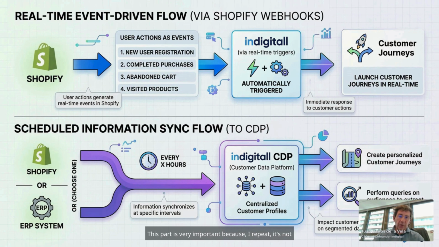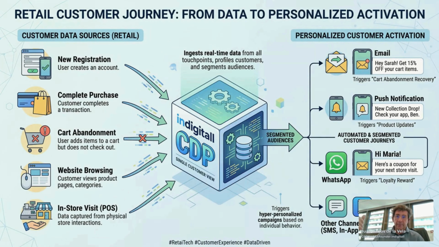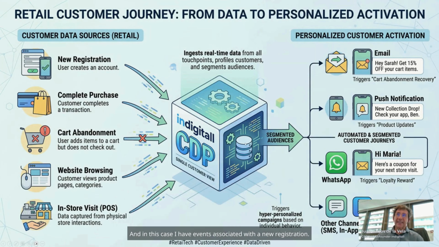This part is very important because, I repeat, it's not based on sending emails. It's based on creating a personalized journey for those customers. What do we have in different cases? To not just talk about a customer that's an e-commerce, imagine a customer that's a retailer who also has points of sale, both online and offline. Well, here we're going to have different events. In this case, I have events associated with a new registration. I just registered with a QR code at a point of sale at the checkout because they told me to register and enter my data so that I get a certain benefit, a discount code, for example.